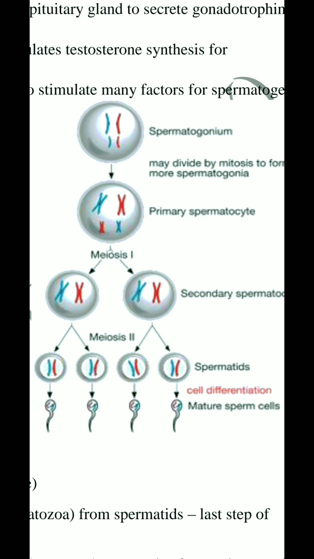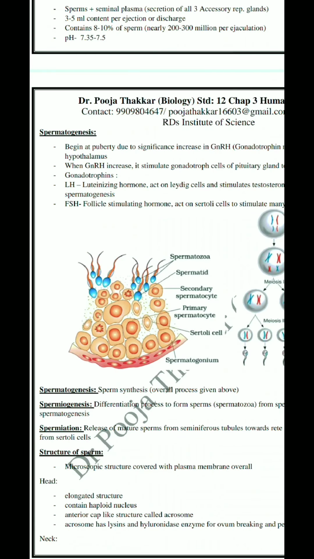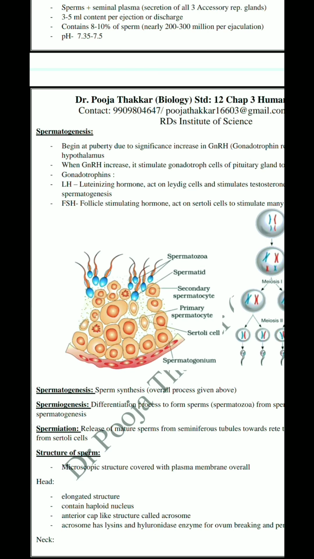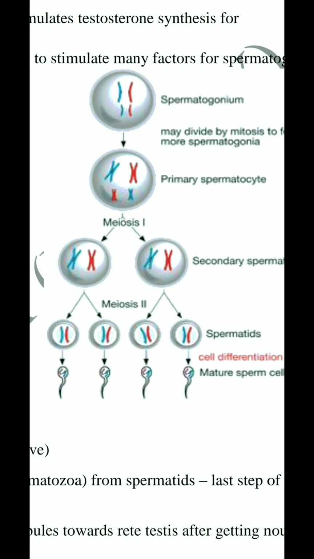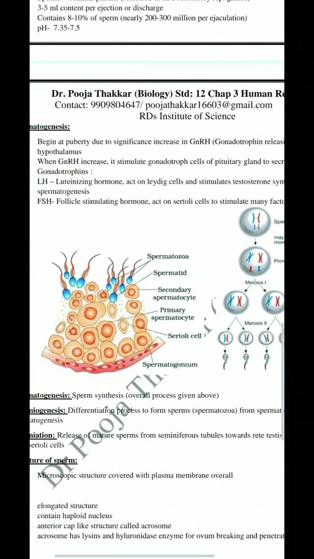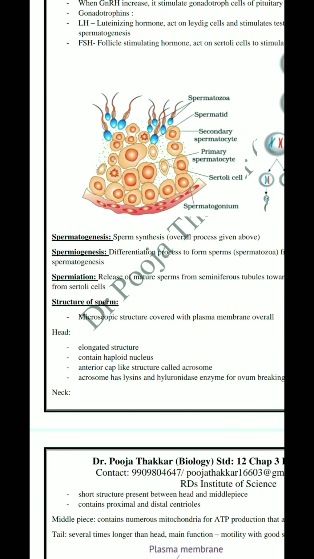They can also be called spermatozoa. So there are three terms that you need to understand. The overall process of spermatogenesis is the sperm synthesis process, which has been detailed here in the two diagrams. The second important terminology is spermiogenesis, which is the last step. As you can see here, spermatids are converted into mature sperm cells with a specific shape. That differentiation process is termed spermiogenesis. And the last step occurring here is spermiation, that is the release of mature sperm from the seminiferous tubule towards the ductal system of the male, after having nourishment from the Sertoli cells. So these are the three very important terms that you need to focus on.